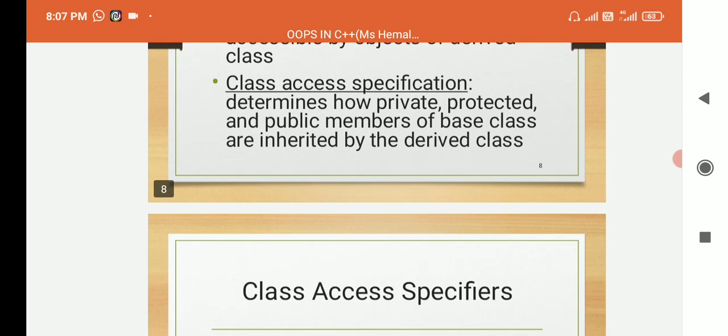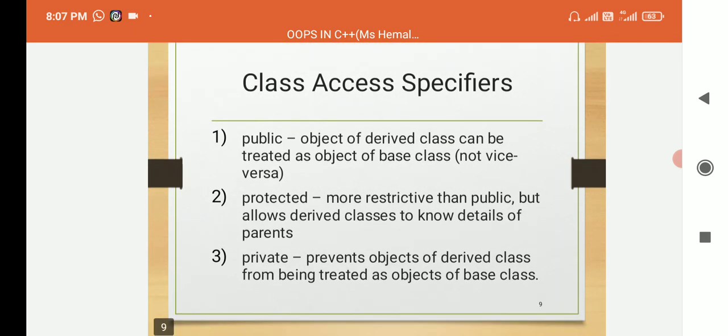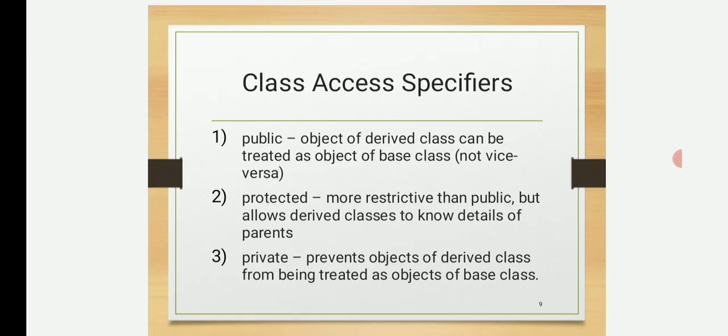Next, I have given the definition for private, protected and public. For public, an object of the derived class can be treated as an object of the base class, right? Next, protected is more restrictive than public, but it allows derived classes to know the details of the parents. We can use it in the derived class alone. We cannot access it anywhere as with public. So we can use it only in the derived classes when we declare it as protected.